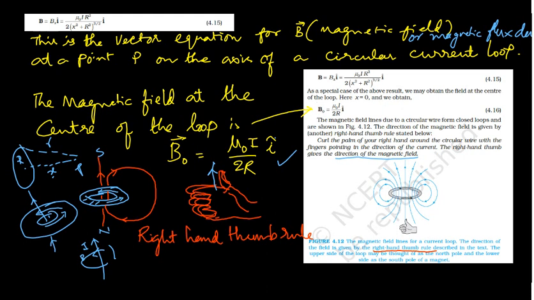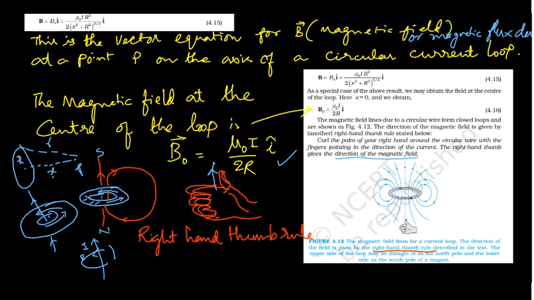Curl, that means you hold your right hand, curl the palm of your right hand around the circular wire, with the fingers pointing in the direction of the current. So these fingers are the direction of the current. Then the upward thumb will show the direction of the magnetic field. So this is called the right hand thumb rule.